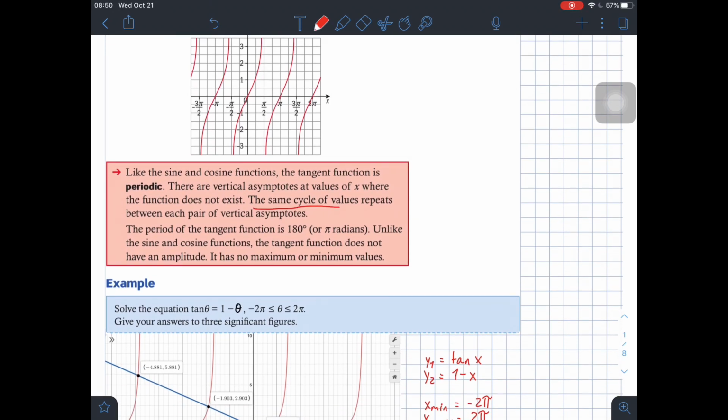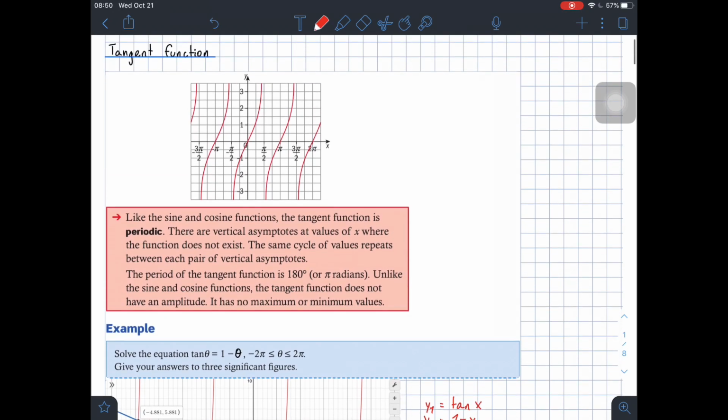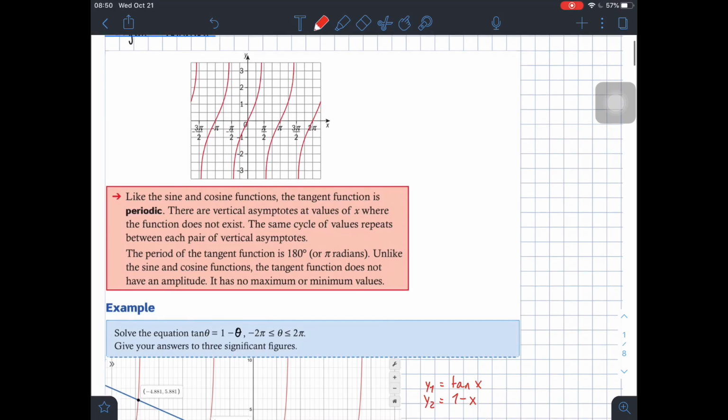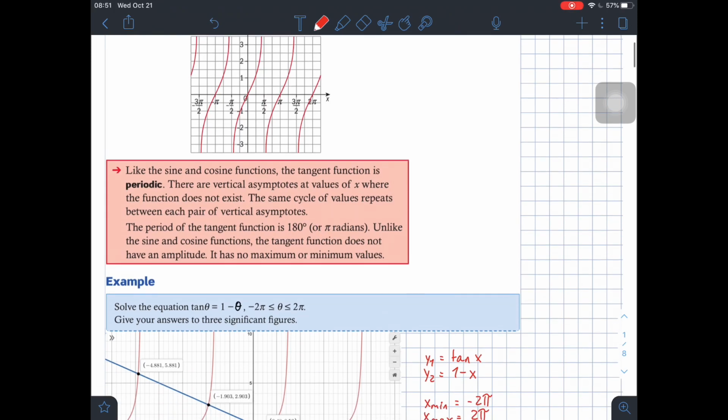It says the same cycle of values repeats between each pair of vertical asymptotes. The period of the tangent function is 180 degrees or pi radians. So this is a very important difference you should consider when working with tangent. Sine and cosine both have a period of 2 pi, while the tangent function has a period of pi only, pi radians. So unlike the sine and cosine functions, the tangent function does not have an amplitude.